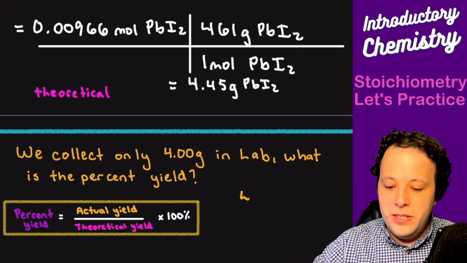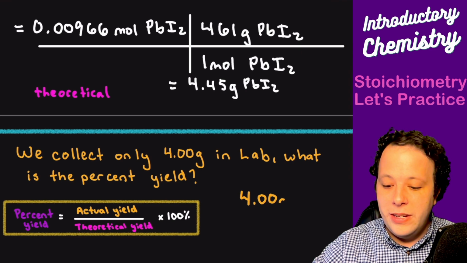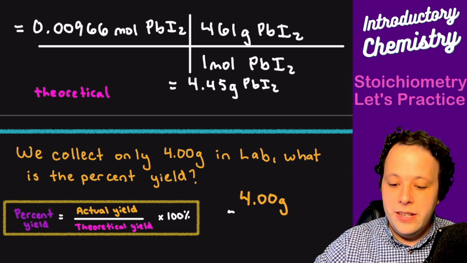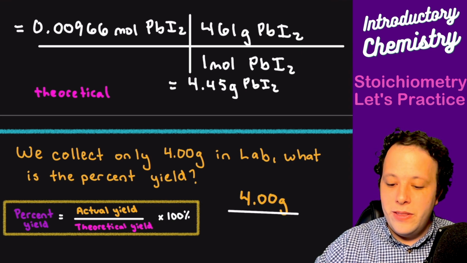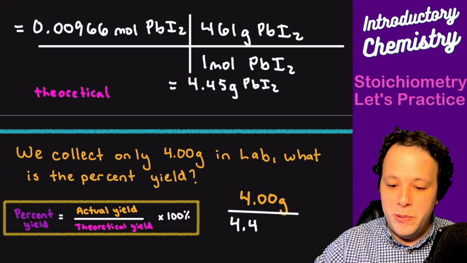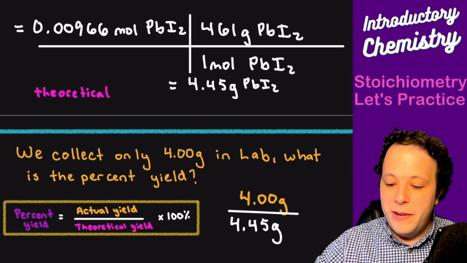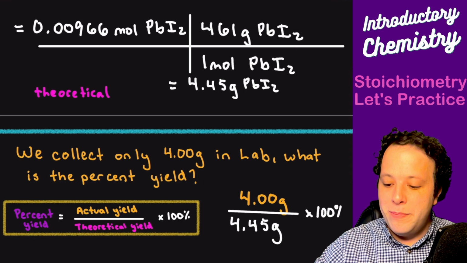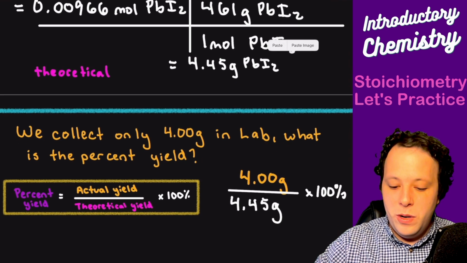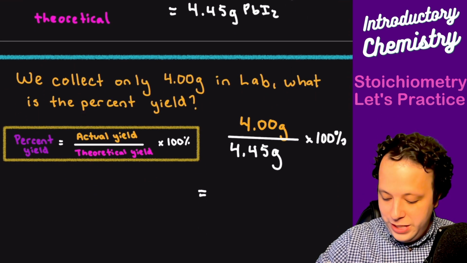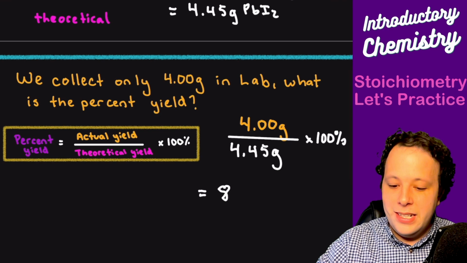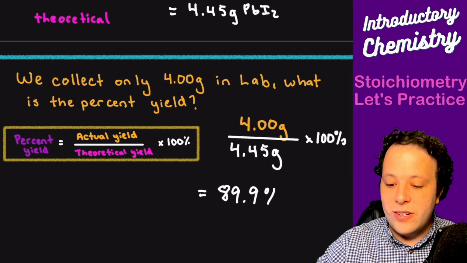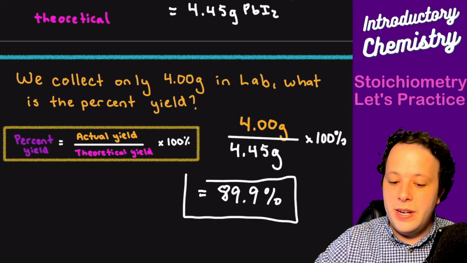So if we were to do this, you essentially just got to take whatever number you obtain, divide it by what you theoretically calculate. So 4.44 grams divided by 4.45, times that by 100%. And what we would have is 89.9% as our yield, which would be a very, very good yield.